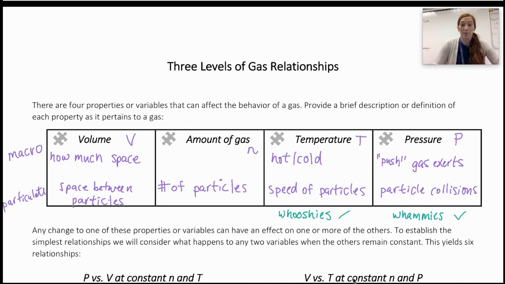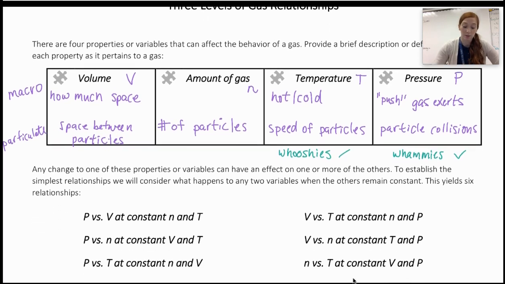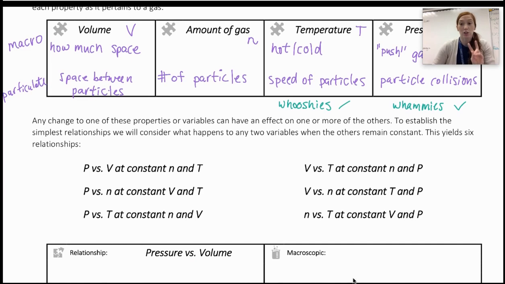Right? Okay, we have 6 relationships that we're going to take a look at. We'll do a few in this first video. I'll do a second video for the rest. But when we look at these 6 relationships, we are going to look at just 2 variables at a time, where the other 2 variables stay constant. Okay, if we change one, something else is going to happen. But to keep this simple as we can, we're going to look at just 2 variables.